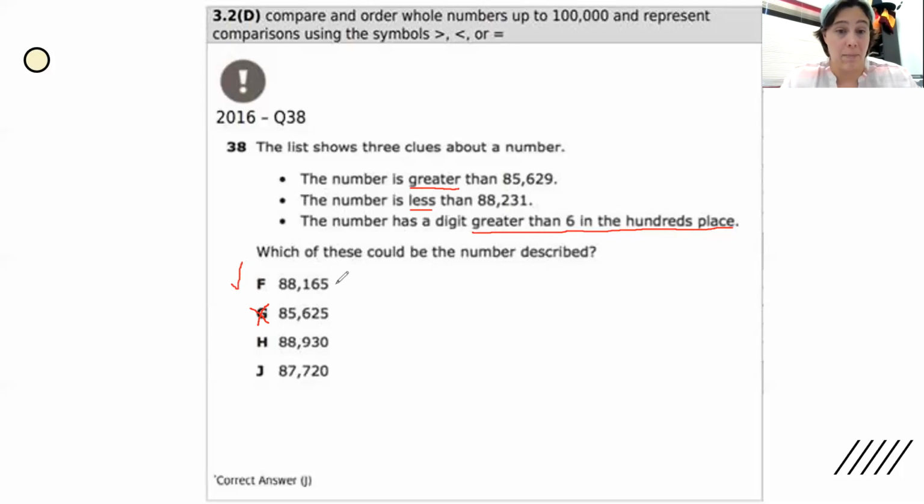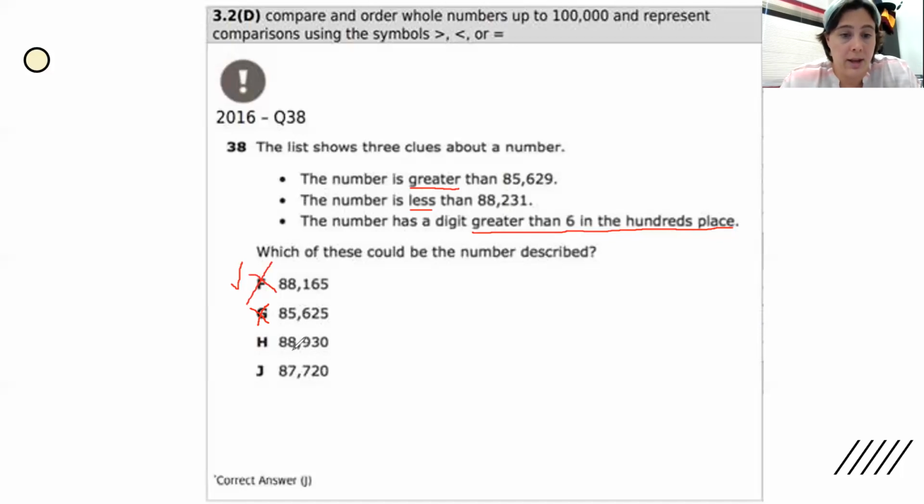So we are going to double check because of this clue right here, the number has a digit greater than 6 in the hundreds place. Ooh, let's take a look. Here's the hundreds place. Is it greater than 6? No. So we are going to have to cross out F because that is not our answer. Now it's between H and J.